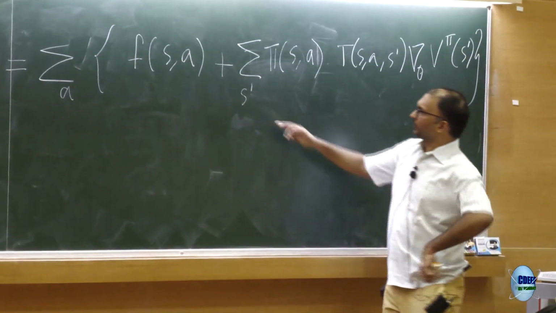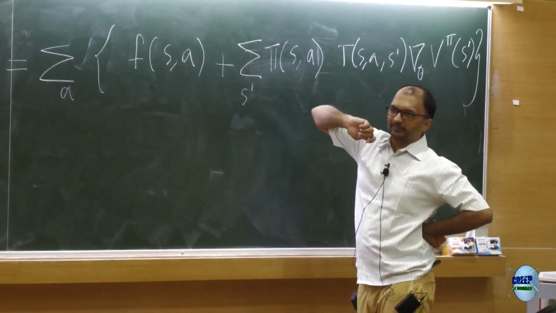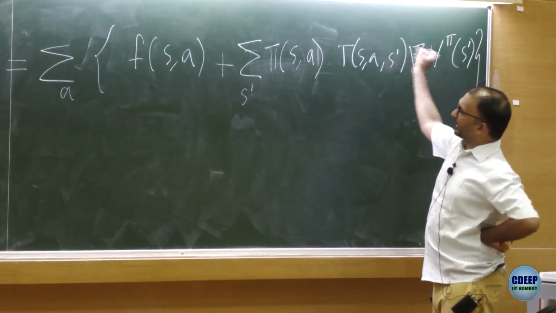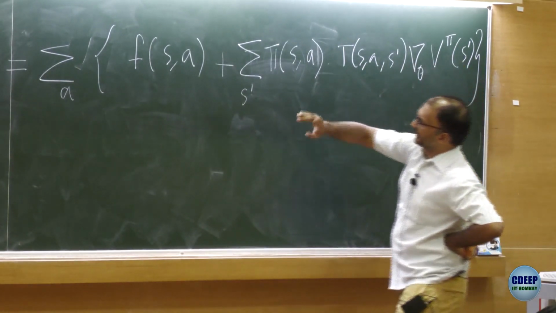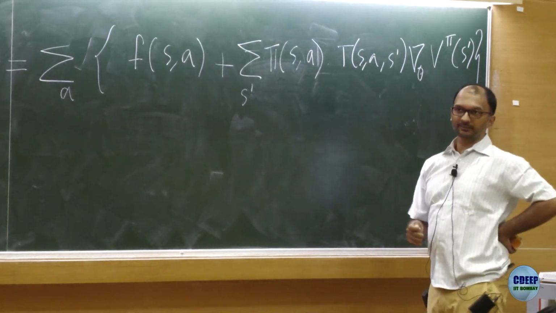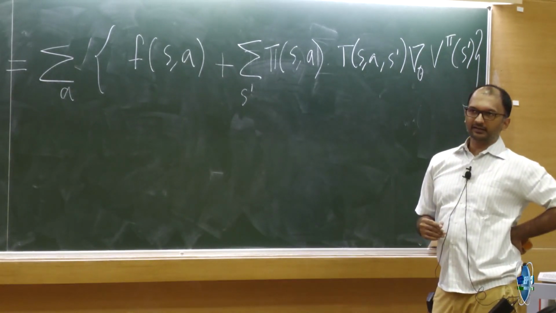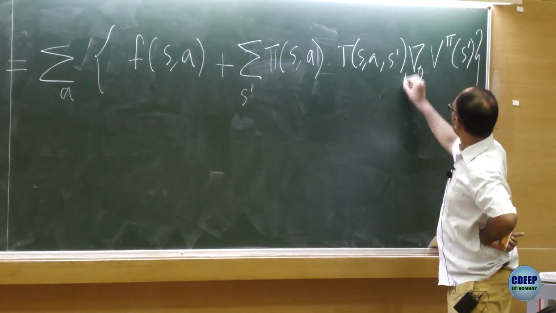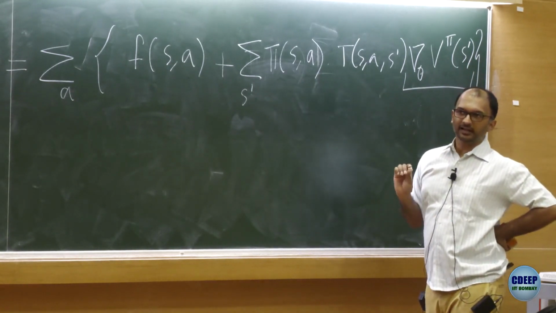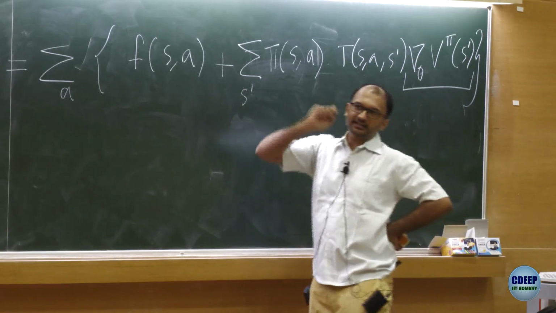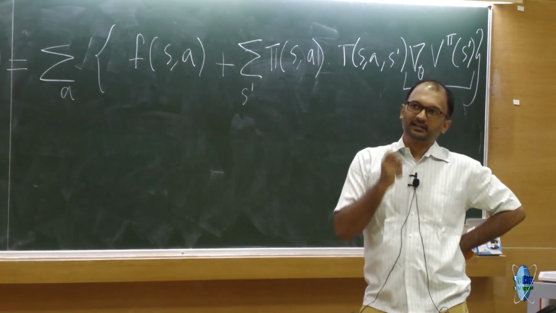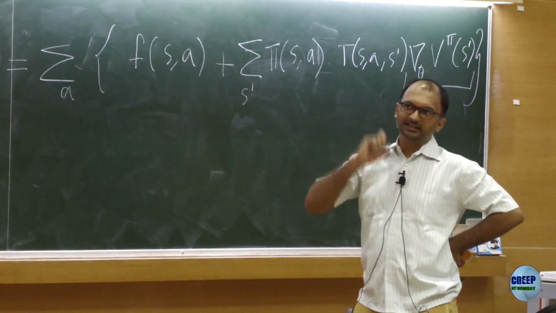Okay, now for each s prime, there is a gradient of v pi of s prime. What is the quantity multiplying that? The quantity multiplying that is a sum over actions pi of sa t of sa s prime. What is multiplying this for each s prime? Pi of sa times t of sa s prime, right? Summed over actions. So what is pi of sa t of sa s prime summed up over the actions? It is the probability of being at s prime.